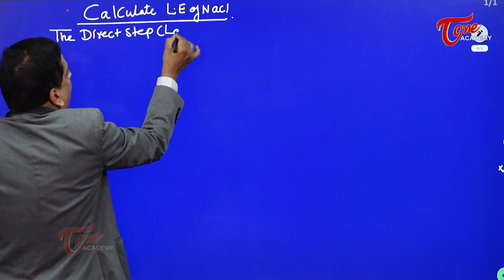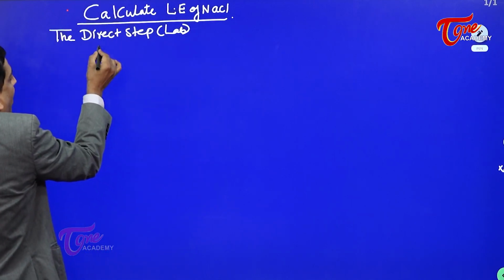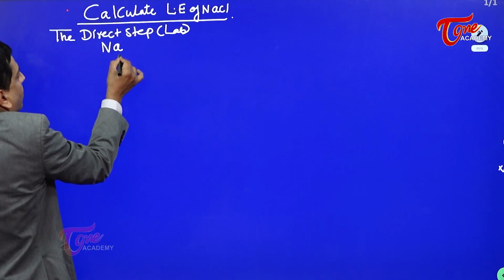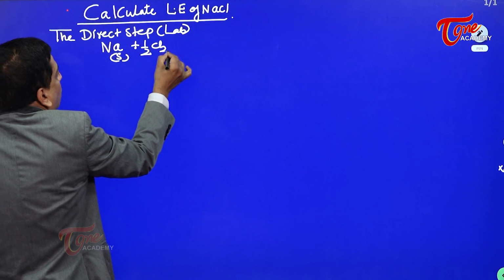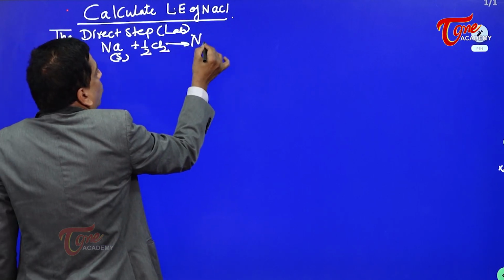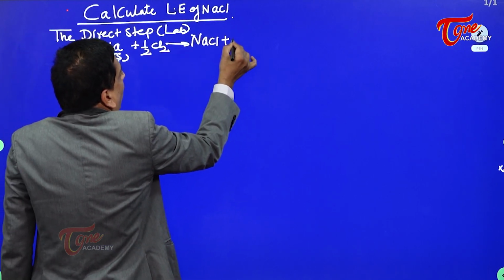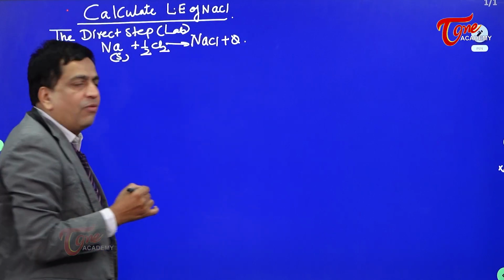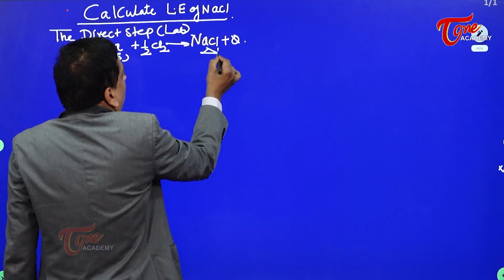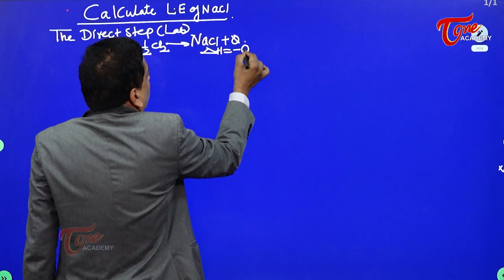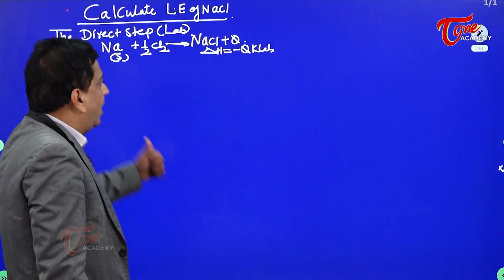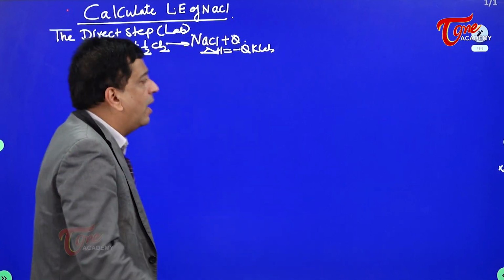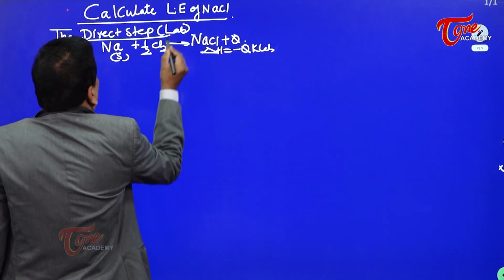That is the laboratory step: sodium solid, chlorine gas exposed, and then you get NaCl plus heat evolved. And if you wanted to write it outside, we call this delta H is minus Q kilocalories. That is the direct step.